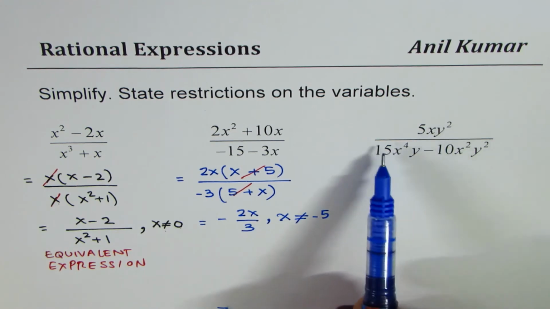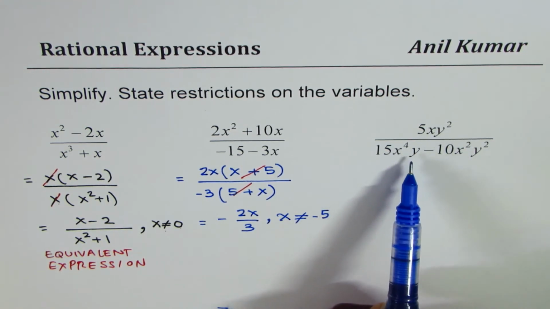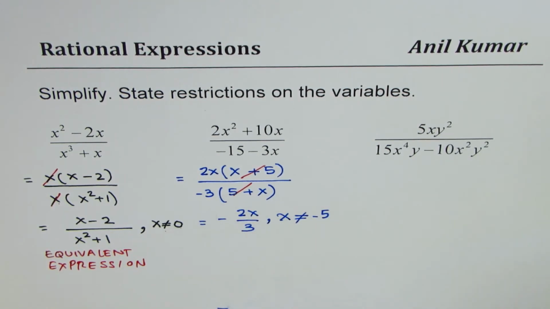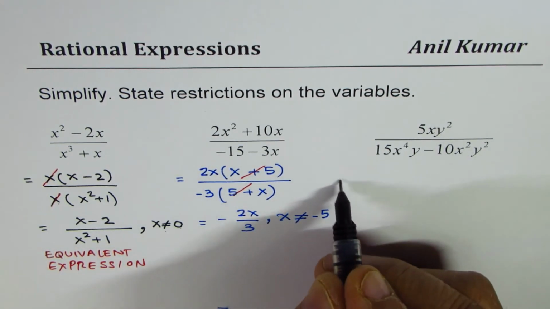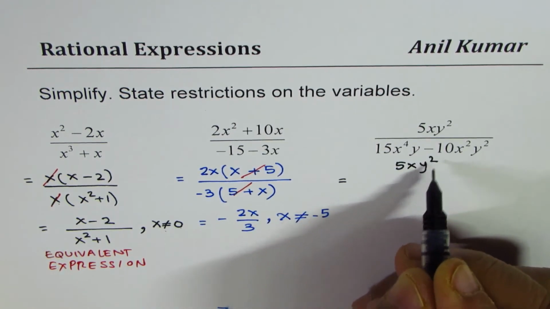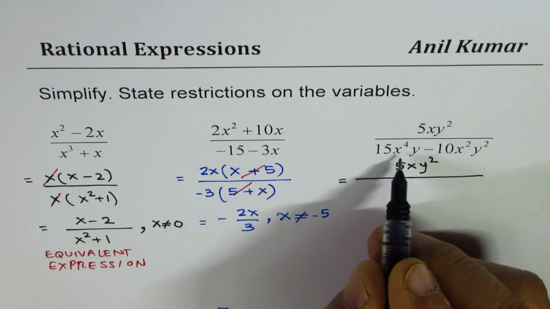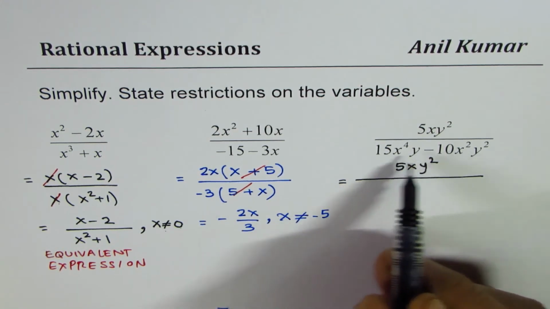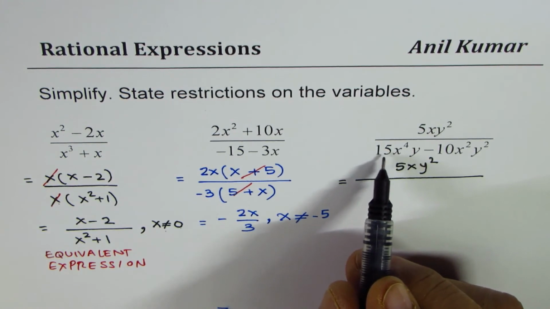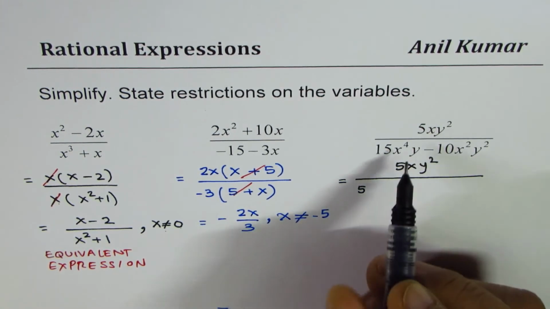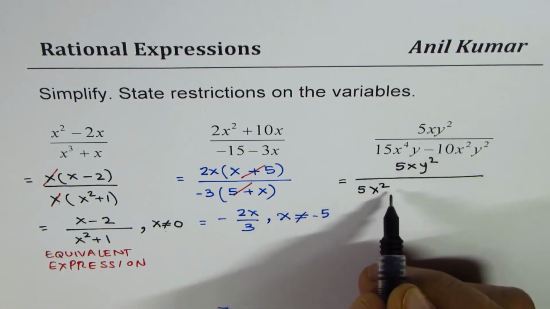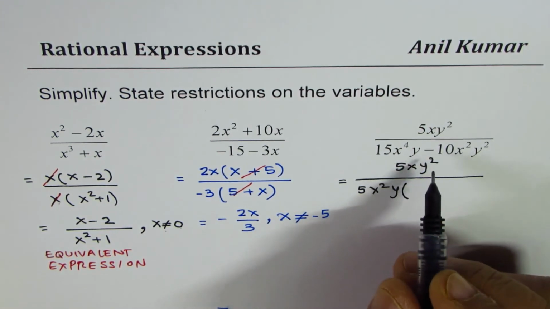It is 5xy squared divided by 15x to the power 4 y minus 10x squared y squared. Now the numerator is a monomial, right? Just one term. We have 5xy square. In the denominator, a binomial, we can take two factors common. As far as the numbers are concerned, 5 is a common factor. As far as the variables are concerned, x square is common and y is common.